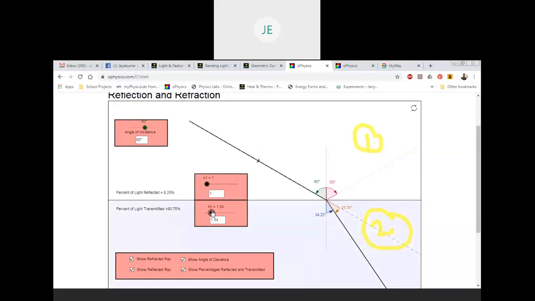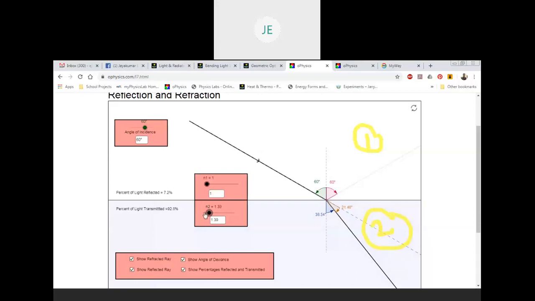Can anyone answer? How is it moving? Towards which direction is it moving? Yes, Kamna Gupta: moving towards the normal. Correct answer. And all of you, correct answer. Sujoy, correct answer.